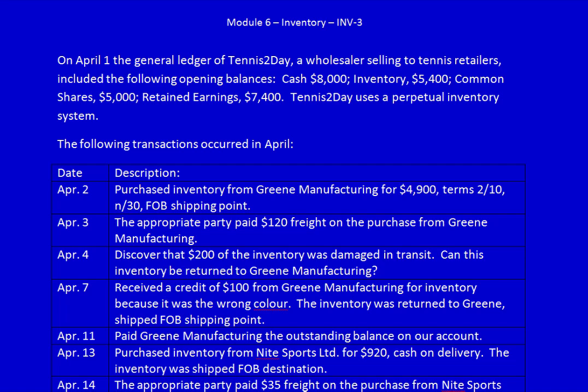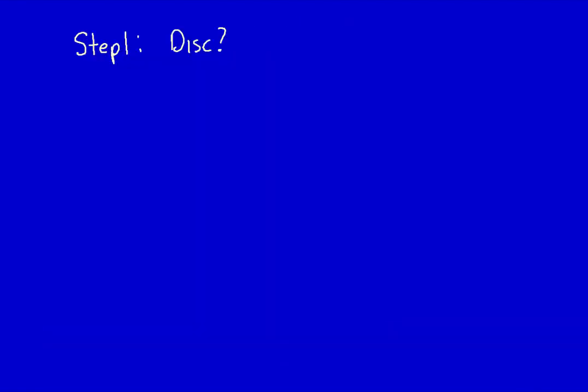Let's continue with this question. April 11th, paid Green Manufacturing the outstanding balance on our account. How much do we owe Green Manufacturing? Let's use the three-step process.